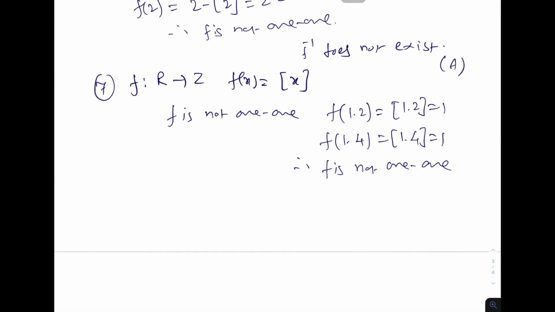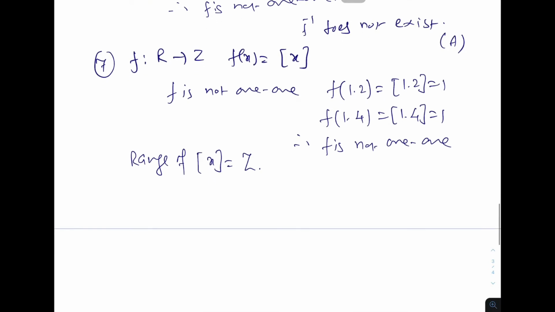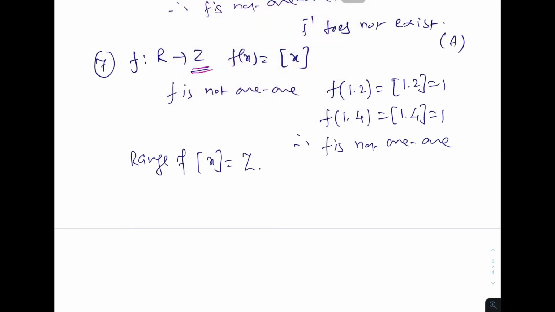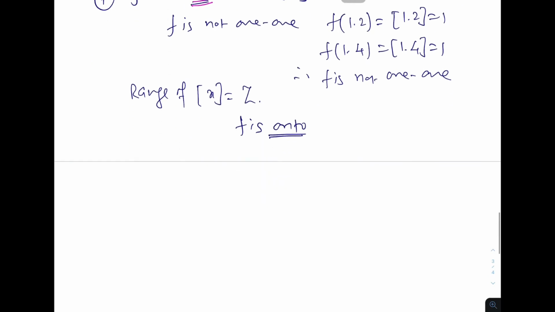Now you know what is the range of the integral part function. All integer values are there, so that is Z, and here you already have the codomain as Z. If it is written as R, then that is not onto, but here the codomain is written Z, so you can say that f is onto. So you should take care what codomain is given here. Okay, next.